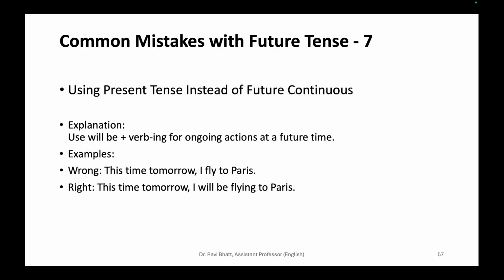The seventh one, using present tense instead of future continuous. So the explanation is: use will be plus verb ing form for ongoing actions at a future time. For example, "this time tomorrow I fly to Paris." Now it will be "this time tomorrow I'll be flying to Paris," because we are talking about an ongoing action at a future time. So we'll use future continuous. Okay, so it will always be "this time tomorrow I will be flying to Paris." It will be verb ing form, because we are talking about an ongoing action of future.